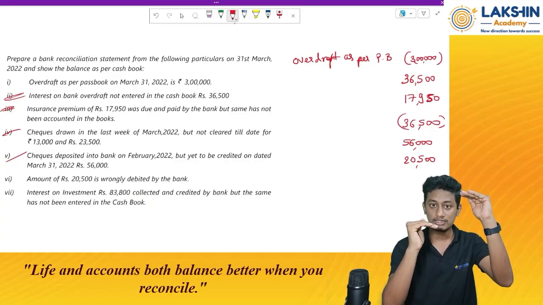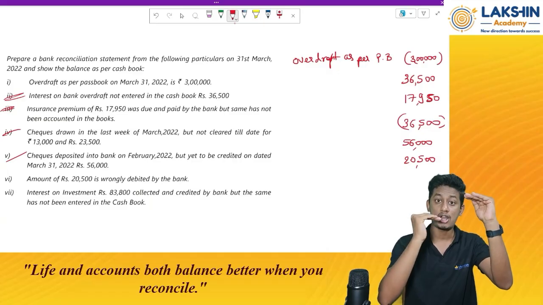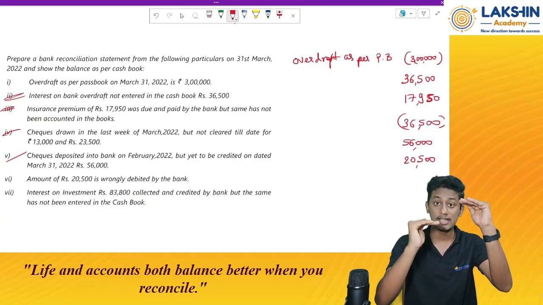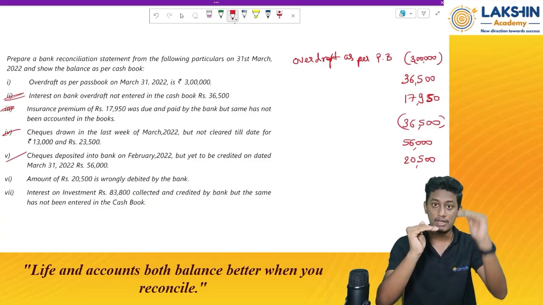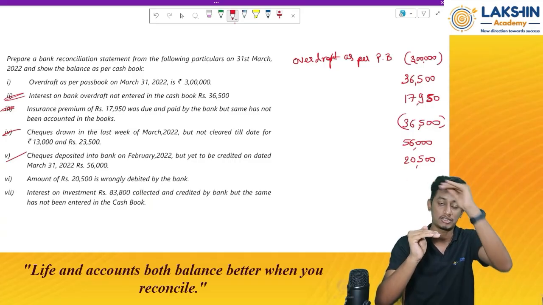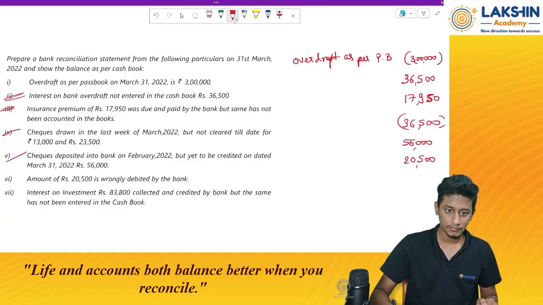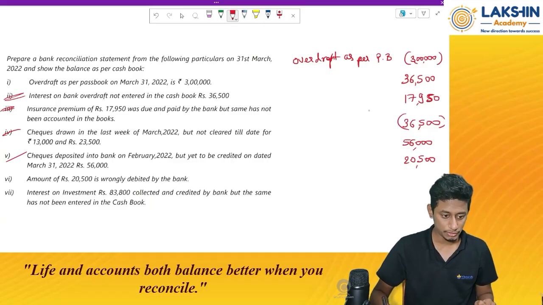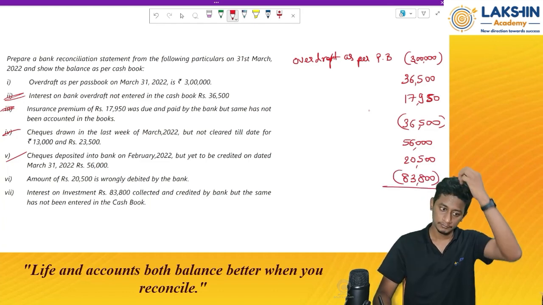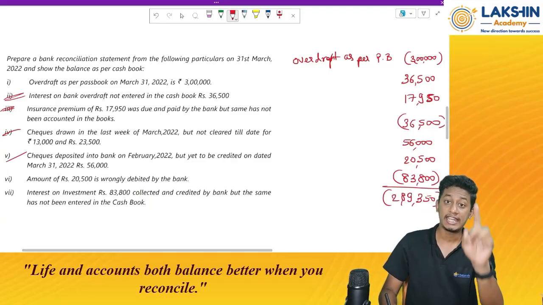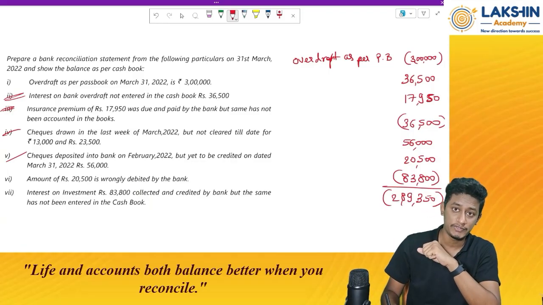But do I know this? No. As per the question, it is not entered in the cash book. So the cash balance will remain the same. Right? So to make it equal, should I add or less? Because I can move only the passbook, because the question is starting with the passbook. So I should deduct 83,800. Deduct, less. Done. So this is how you pass all the entries. The answer would be negative 2,89,350.